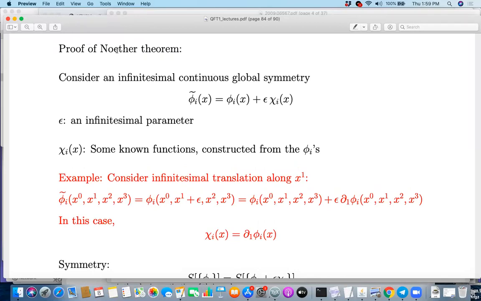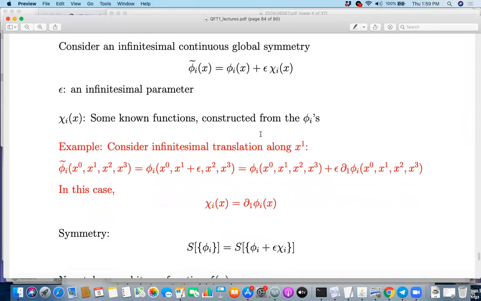So as I have been emphasizing, we'll be considering an infinitesimal continuous global symmetry, which is here. So the transformed field phi tilde I is phi I plus a small number epsilon, an infinitesimal parameter, times some set of functions chi I of x. So these chi I's are known, of course, constructed from the phi I's. So a general infinitesimal transformation takes this form because as epsilon goes to 0, it should go back to the identity transformation, phi tilde I equal to phi I. And here I have just given an example of what these chi I's are.